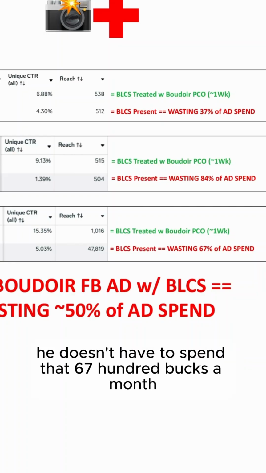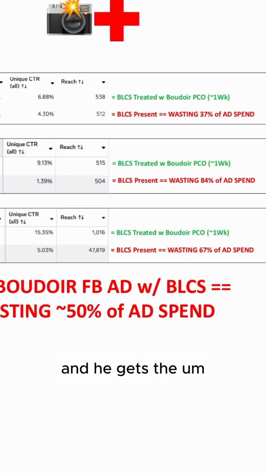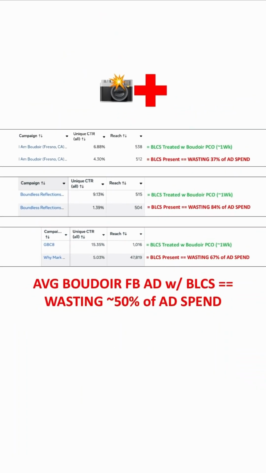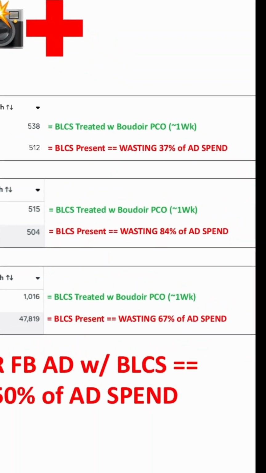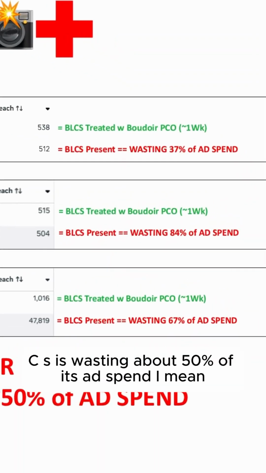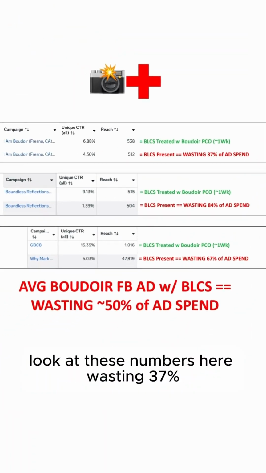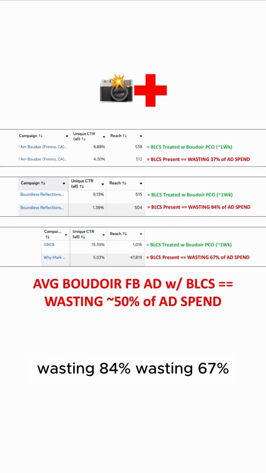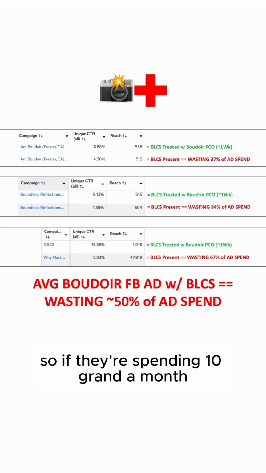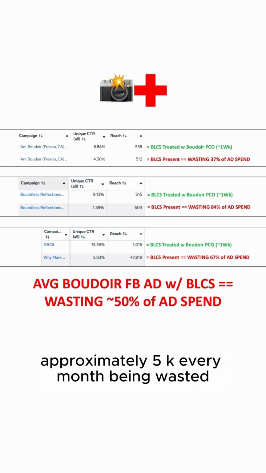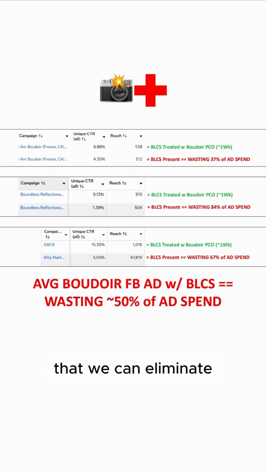And so it's kind of like he doesn't have to spend that $6,700 a month anymore, that difference, and he gets to keep that for no extra effort. So the average Boudoir Facebook ad with BLCS is wasting about 50% of its ad spend. Look at these numbers here: wasting 37%, wasting 84%, wasting 67%. Average those up, it's probably between 50 to 60%. So if they're spending 10 grand a month, approximately 5K every month is being wasted that we can eliminate.